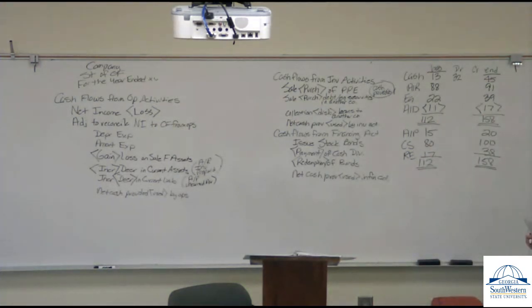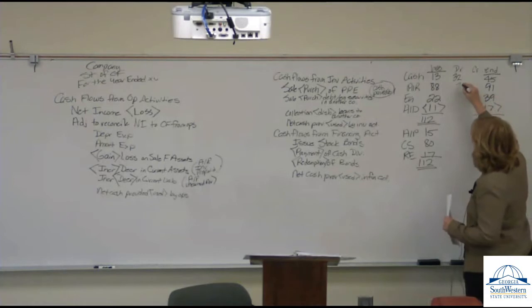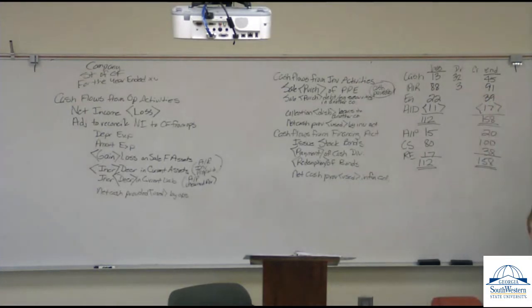Okay, you see what I mean? Like accounts payable went from 88 to 91. So that was an increase of 3, and that would be a debit, okay? So just keep going all the way down. And what we want is for your total debits to add up to a number and your total credits to add up to a number, okay? That's our goal.